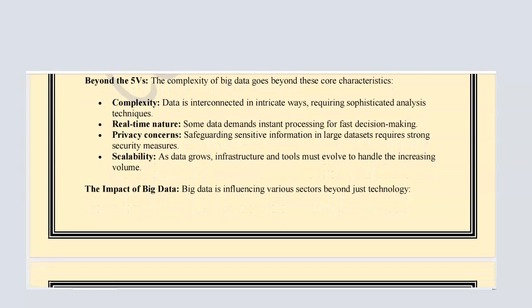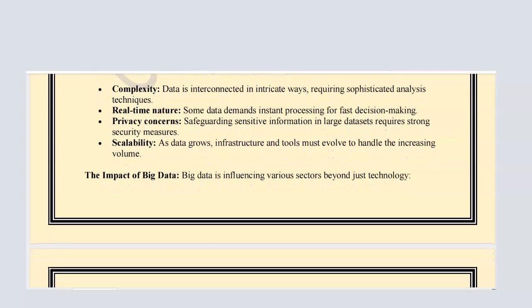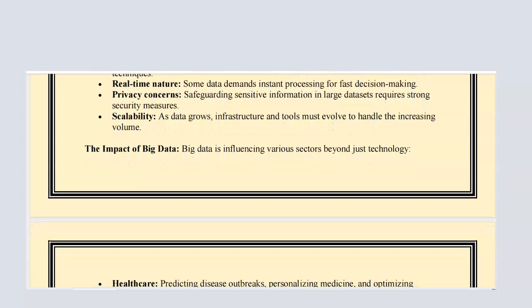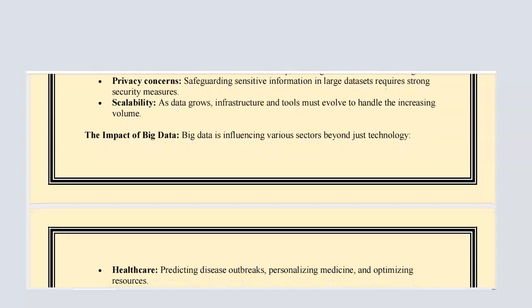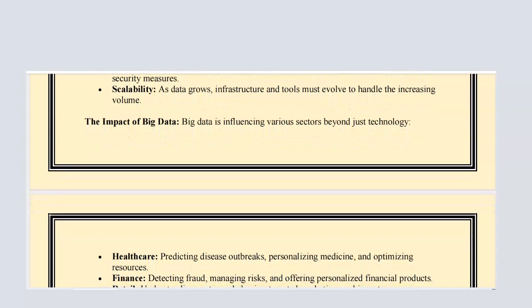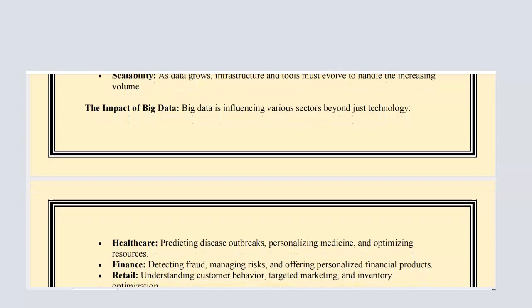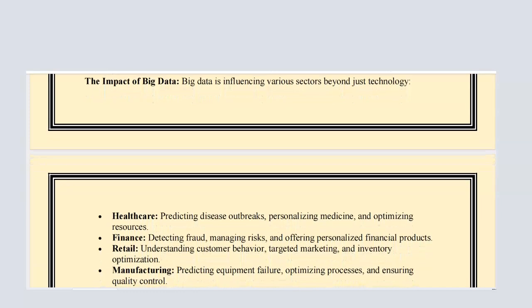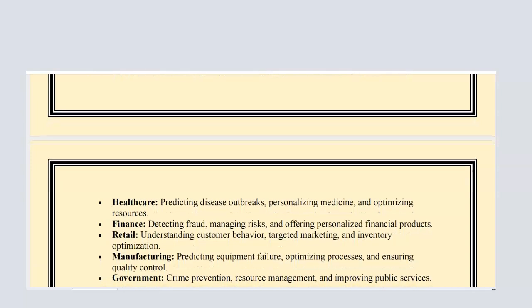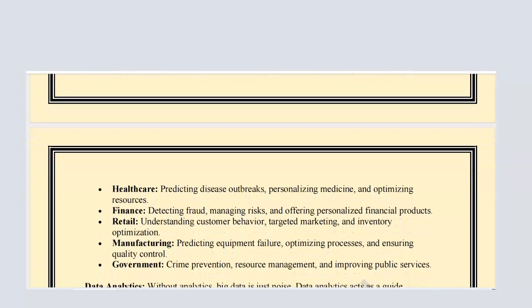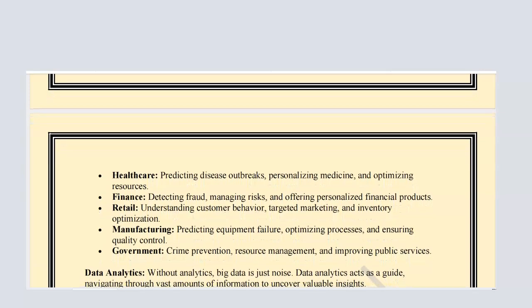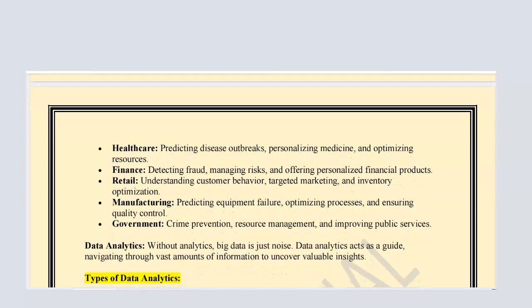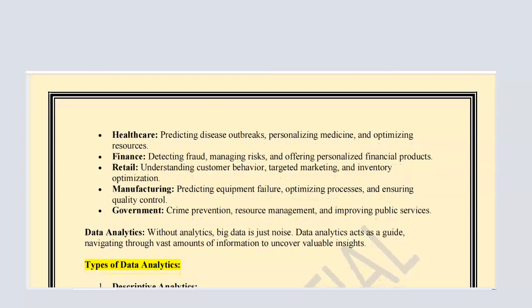So there is more beyond the 5 V's. The 5 V's are a solid foundation, but there are complexities of big data that go deeper. So we have the complexity, real-time nature, privacy concerns, and scalability. If you talk about scalability, you talk of the infrastructure and the tools that must adapt and grow as data volume explodes. Then you can look in your own time at the impact of big data, in areas like healthcare, finance, retail, and so on.